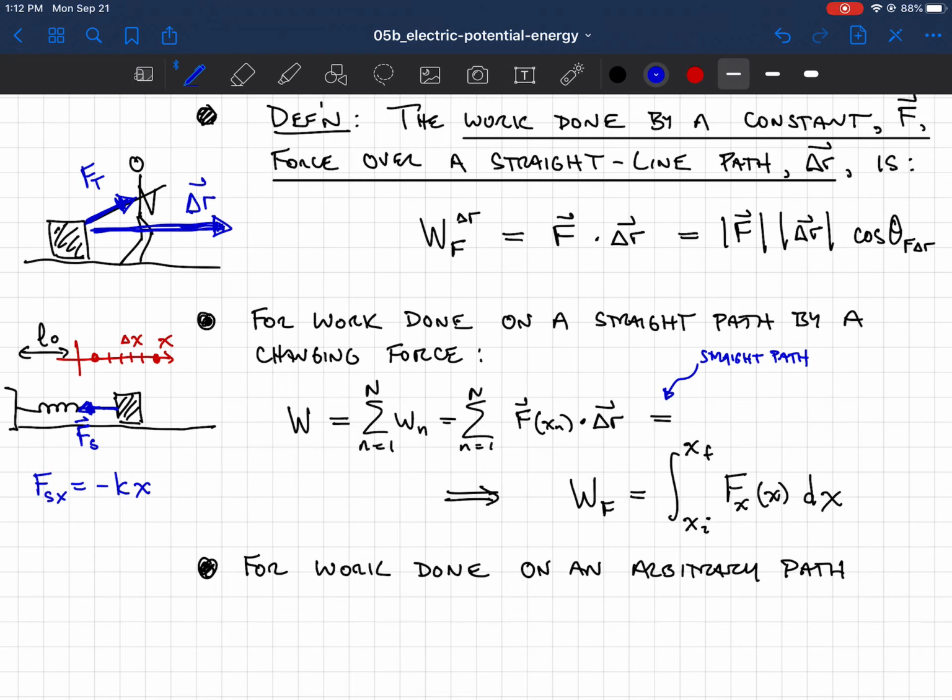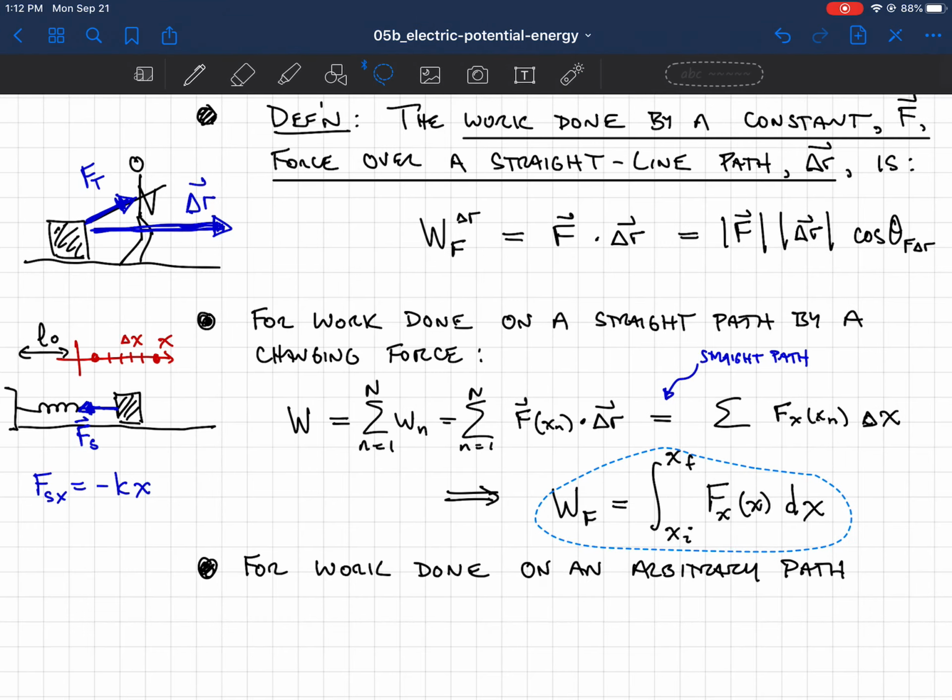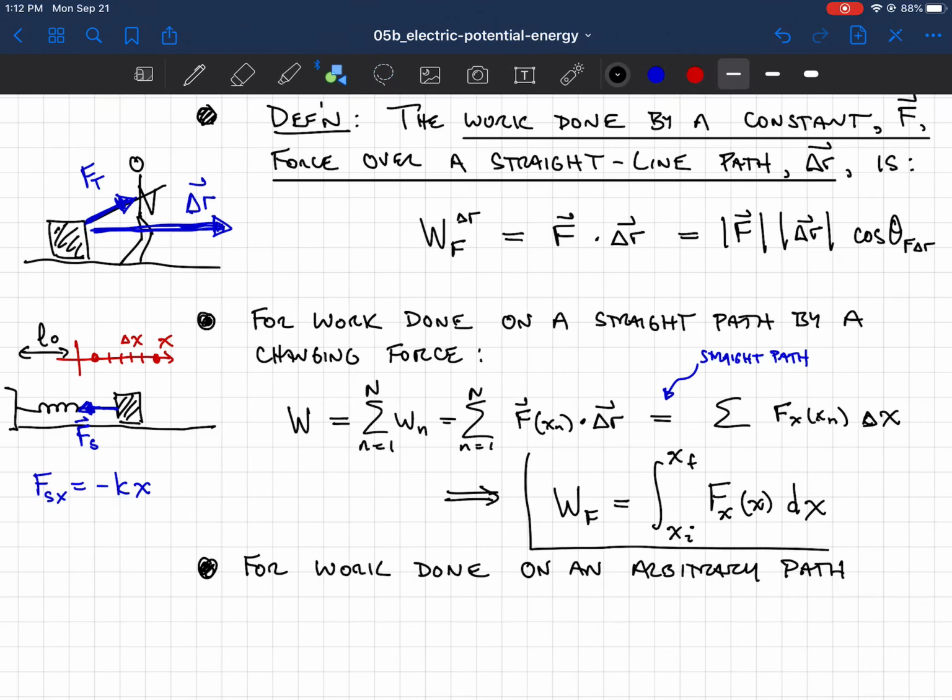then the displacement always points along the x-axis, and therefore you only get one component to that dot product, which is just the sum of Fx of x sub n delta x. So in this dot product here, delta r always points along the x-axis, and therefore you just get back the x components. So you can see why this becomes this integral here. And if you go back and look at some of the previous lecture notes, you can look at the exact proof of this expression. But we're going to use this expression quite a bit. It's the work done by a potentially changing force, but over a straight line segment.